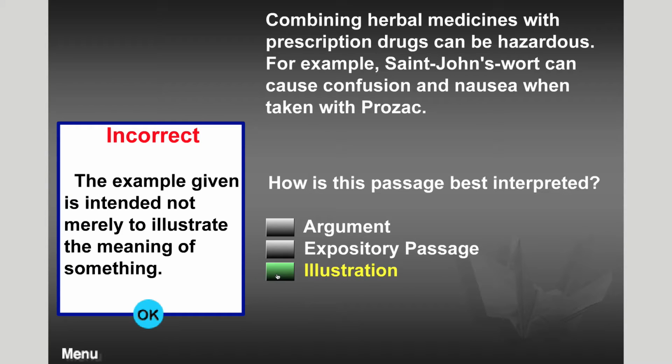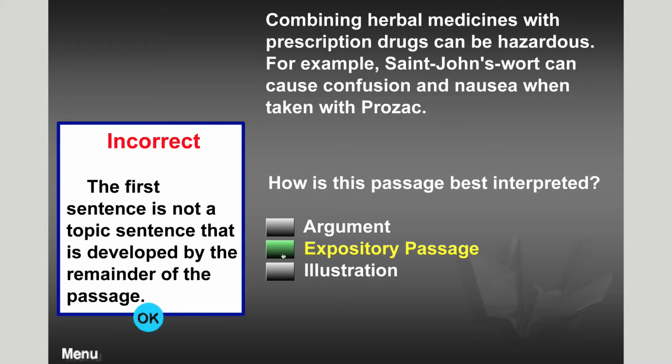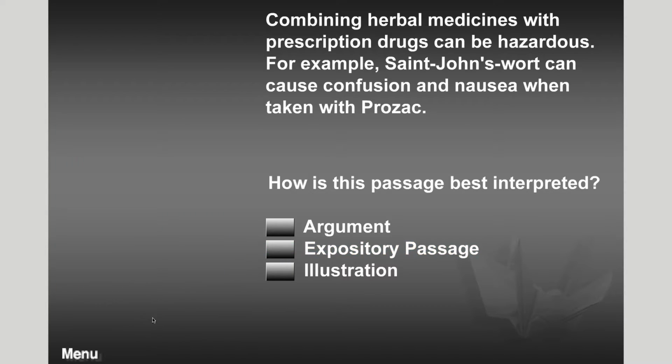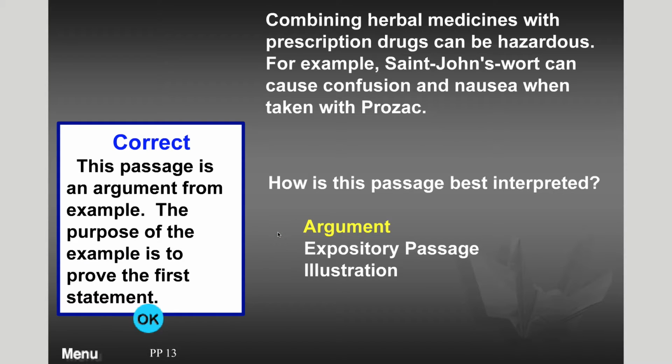So let's see if it's an illustration. No. The example given is intended not to merely illustrate the meaning of something. Well, why is it not an expository paragraph? Why are we not just getting examples? Well, the example given is intended not merely to illustrate. It's an argument. Why is it not expository? Well, the first sentence is not a topic sentence that is developed by the remainder of the passage. Right? It's not a topic sentence for which you then get lots of examples. No. It's an argument. This passage is an argument from example.